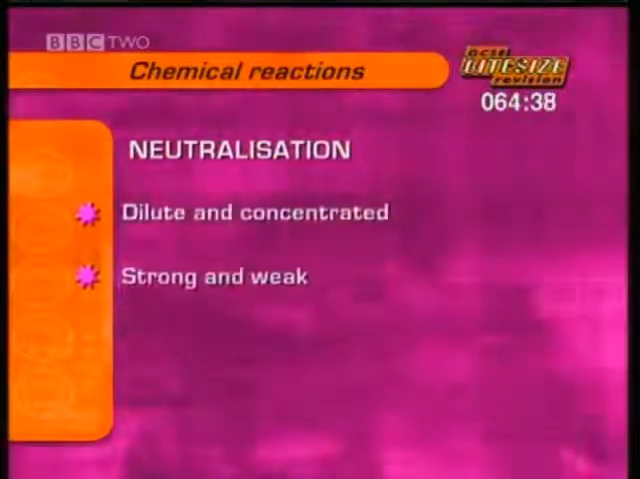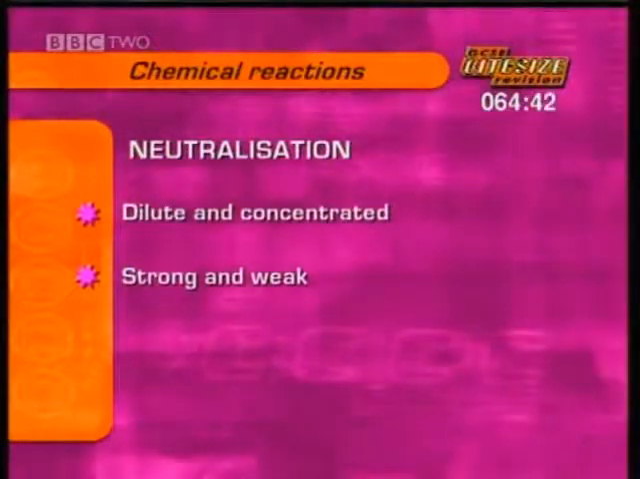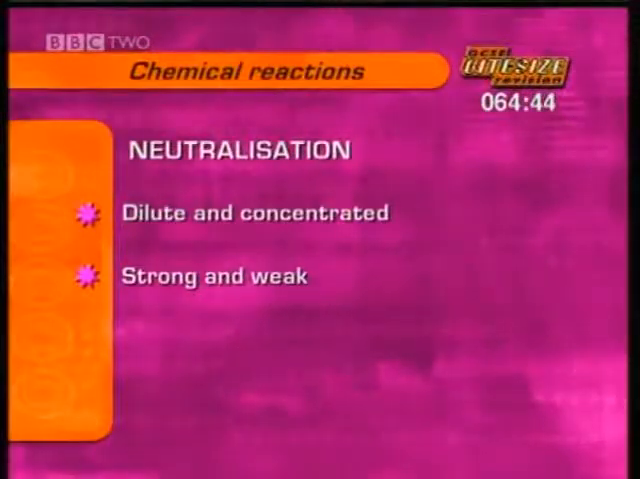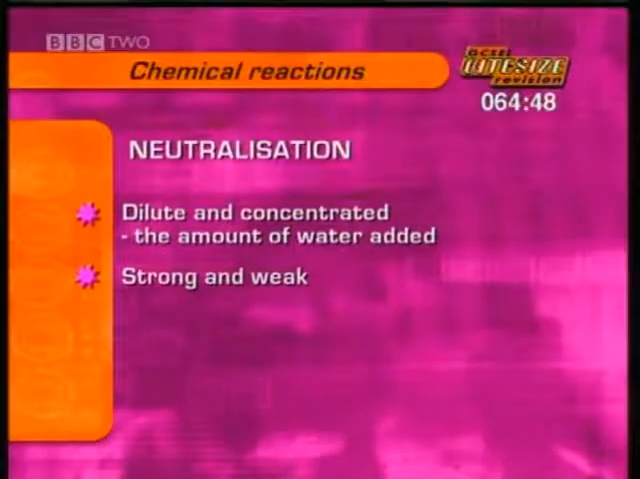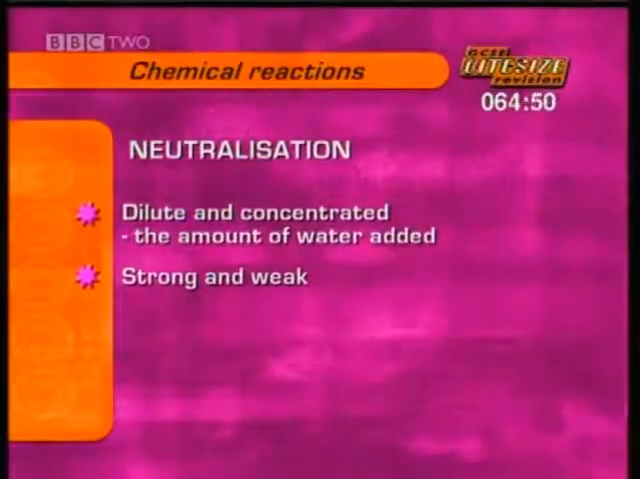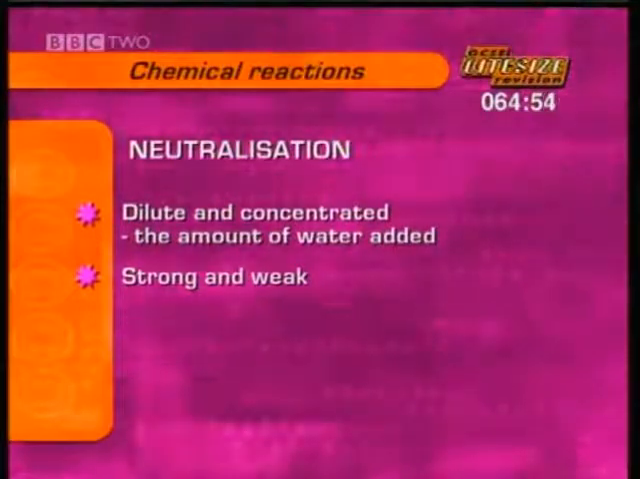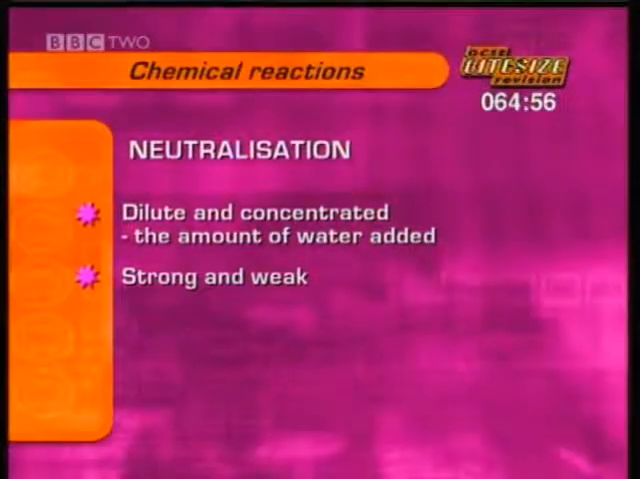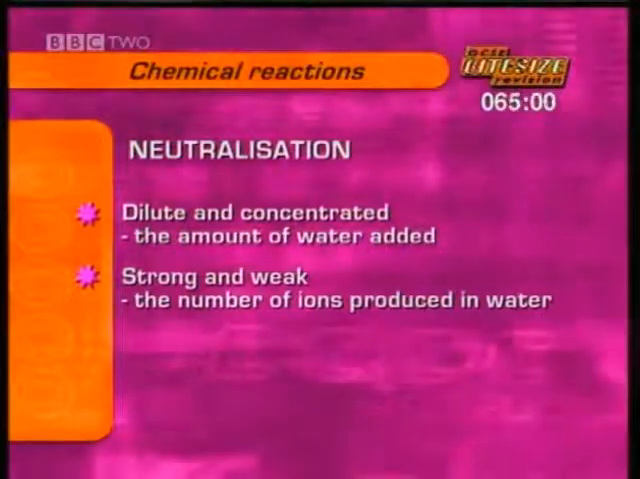It's important to know the difference between dilute and concentrated acids and alkalis, and strong and weak acids and alkalis. Dilute and concentrated are measures of the amount of water added to the acid or alkali. The more water added, the more dilute it is, just like diluting orange squash. Strong and weak are measures of the number of ions produced in water.